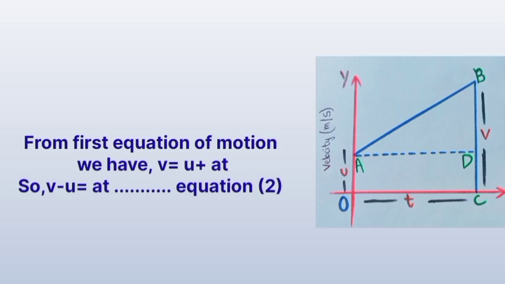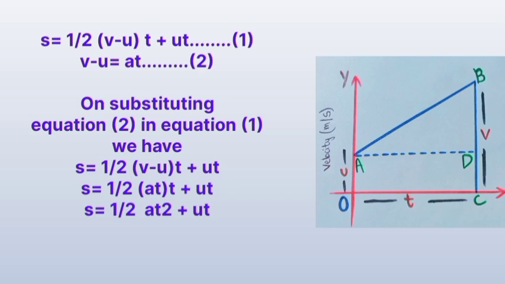Here we already know the first equation of motion, that is v equals u plus at. So v minus u equals at. This is the second equation. Now on substituting equation 2 in equation 1, we have s equals half into (v minus u) into t plus ut. We already know that v minus u equals at, so in place of v minus u we take at. s equals half into at into t plus ut. s equals half at square plus ut. Now rearranging the terms, we get s equals ut plus half at square. So this is the second equation of motion.